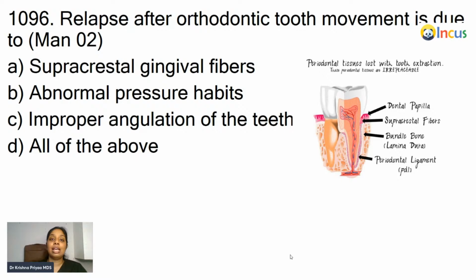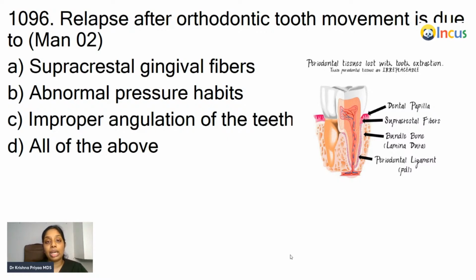Next question: relapse after an orthodontic tooth movement is due to what are all the different conditions wherein relapse occurs. Supracrestal gingival fibers, abnormal pressure habits, improper angulation of the teeth, and all of the above. Relapse is something that happens after the completion of an orthodontic treatment. No orthodontic treatment completes with an inappropriate bite, nor without correcting any habits, nor improper angulation of the teeth. Only when the proper occlusion needs are met, and all the teeth are in their optimal position, does orthodontic treatment end and the retainer is given.